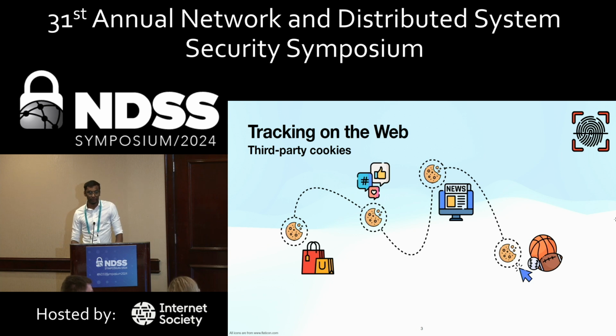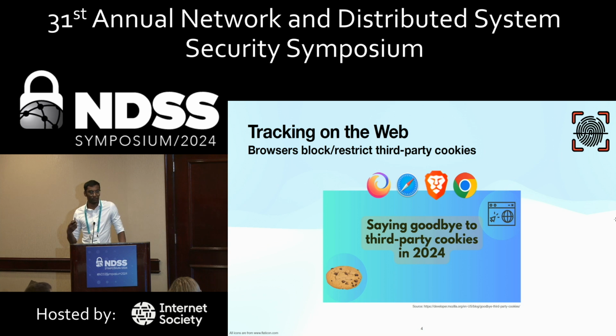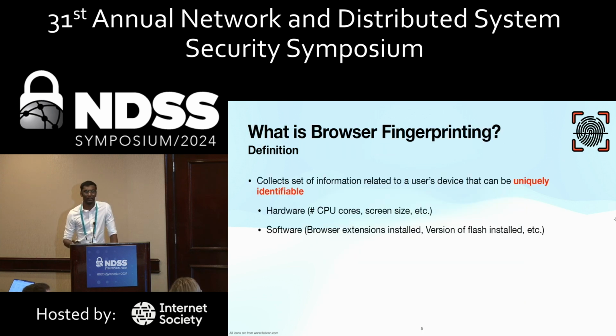As you may already know, users are often tracked online using many different tagging technologies, the most famous of which is third-party cookies. However, in recent times, browsers have also begun blocking or restricting these third-party cookies. In response to this, online trackers have moved to other kinds of tracking technologies, namely browser fingerprinting. In browser fingerprinting, a set of information is collected from a user's device that makes it uniquely identifiable. This can be hardware-based information, such as the number of CPU cores on your device, but also can be software-based, such as the version of a particular software that's installed.